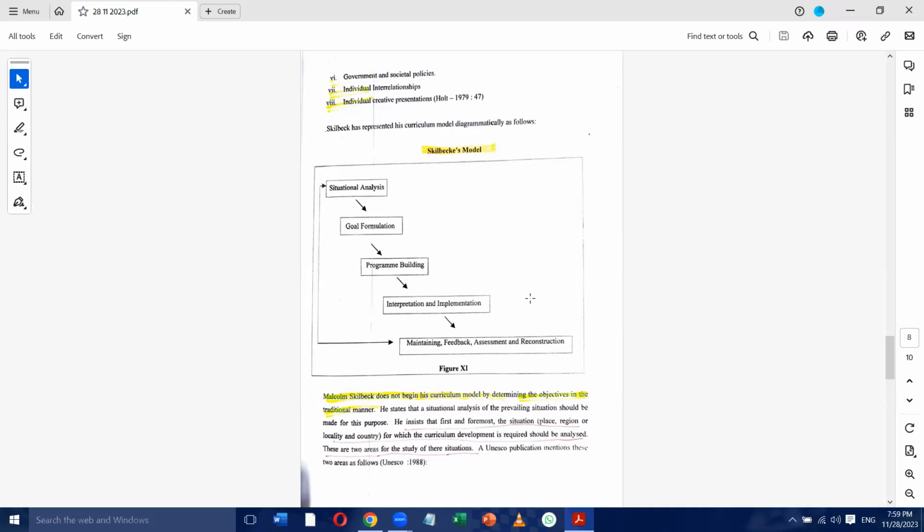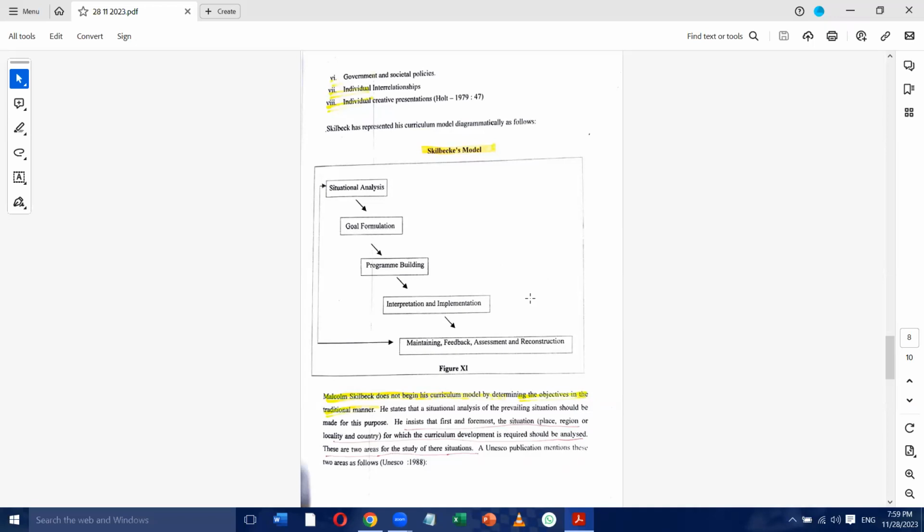So situational analysis in the sense that he is going to the society, the situation where the learner is going to learn. So in another word, he says that is the culture of the society. So before forming the objectives, or what you call the goal formation, the situational analysis should be done, he says. Then after that is program building, so that is the knowledge building. Then the interpretation and implementation. So these are the learning experiences you give. In another word, when you speak about comparing with the others, these are the interpretation and implementation.